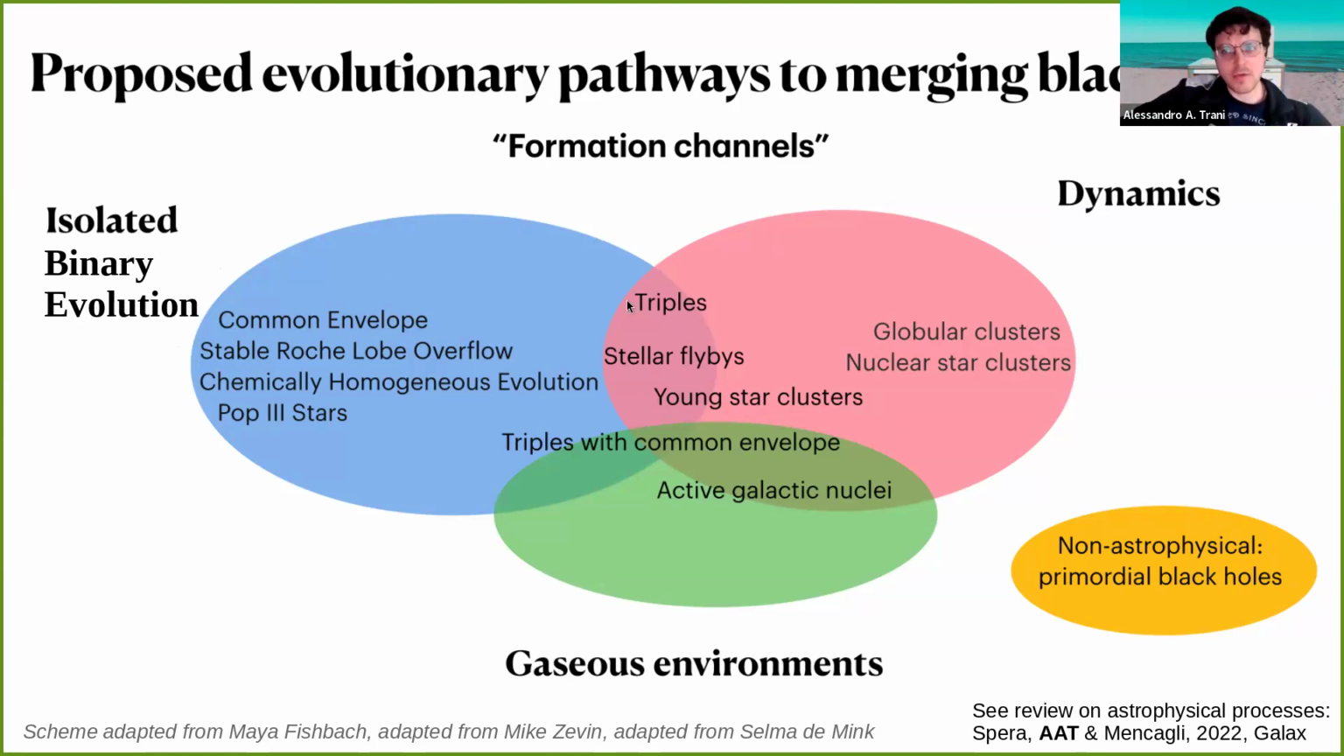And then you have also dynamics, which involves dynamical interactions between black holes in dense stellar environments like globular clusters, neutron star clusters, young star clusters. And then you have intersections between these categories like stellar triples, which evolve through dynamics, but also through stellar evolution processes. And of course, active galactic nuclei, which I will discuss later.